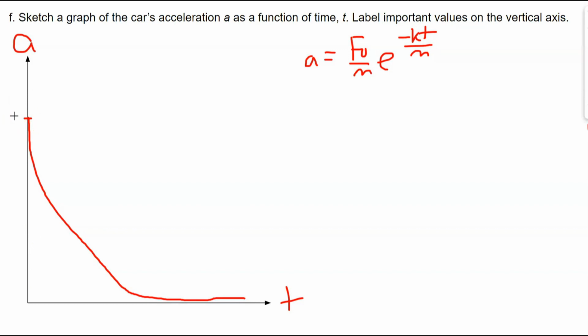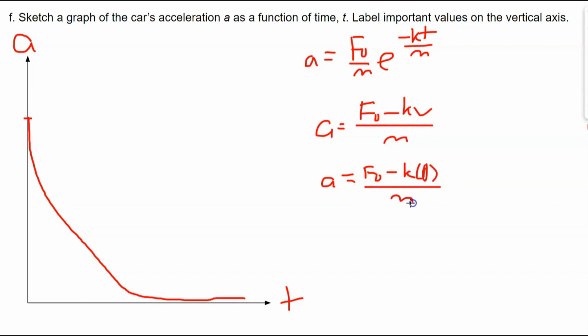So what's true at the beginning of the problem when time is equal to 0? Velocity is equal to 0. So we can use that same expression from part B, where a is equal to f sub naught minus kv over m, and we can substitute in 0 for v. Then a is just going to be equal to f sub naught over m, which is its initial acceleration and also happens to be the maximum acceleration. So there you have it.